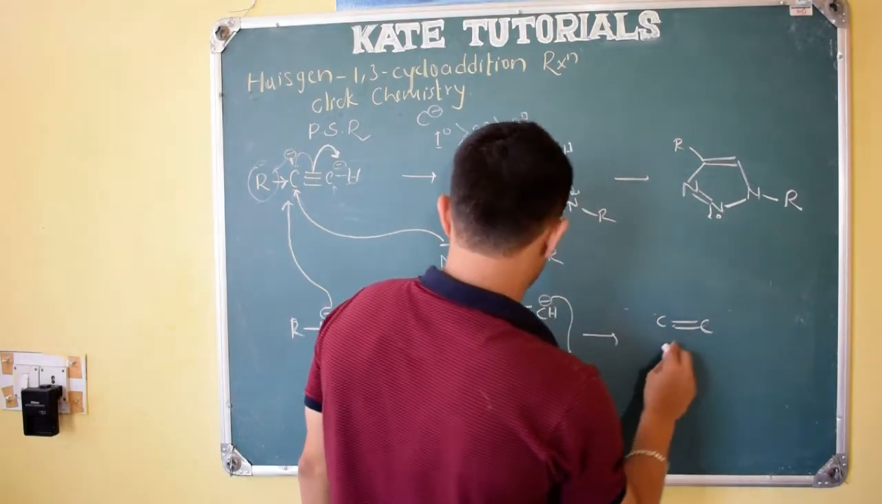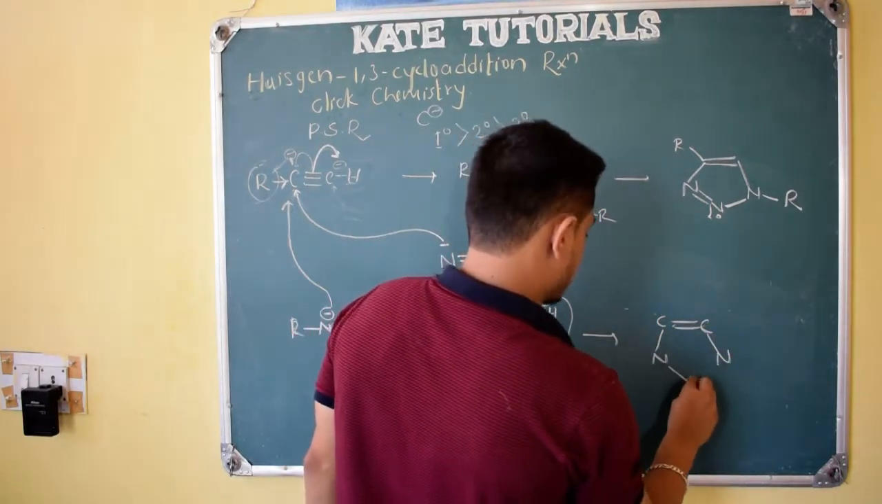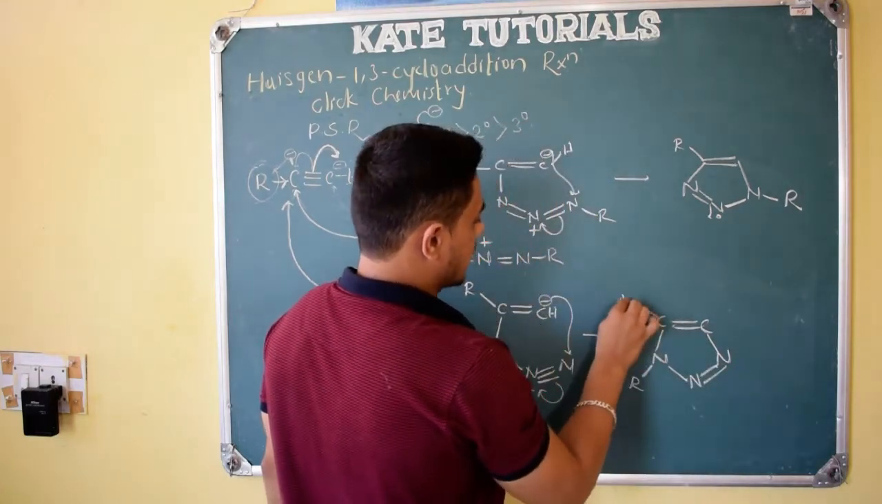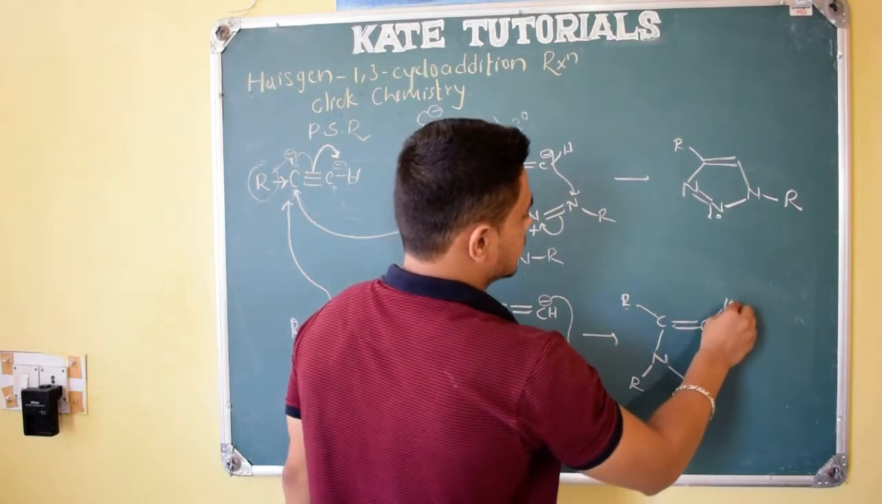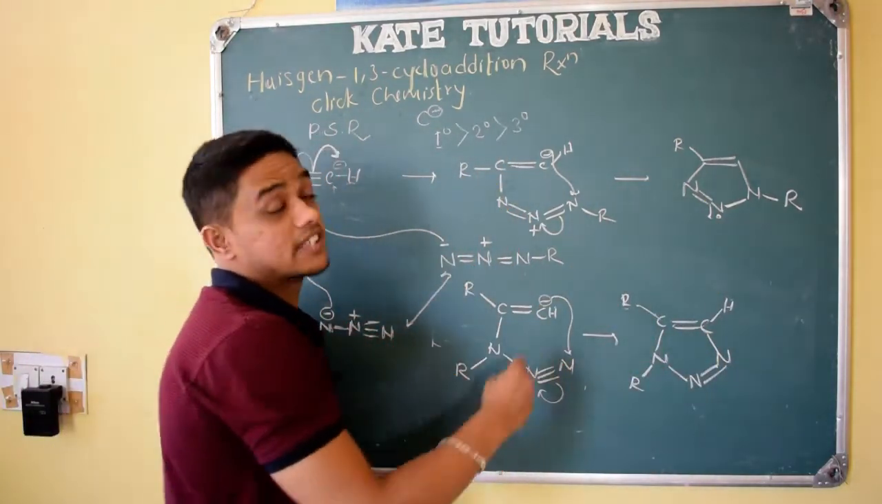So C, and here N, and again here N, and here N. Now it becomes a double bond here, R is here, one more R is here, right? So here hydrogen. These are the two products I will get, and these are called regioisomers.